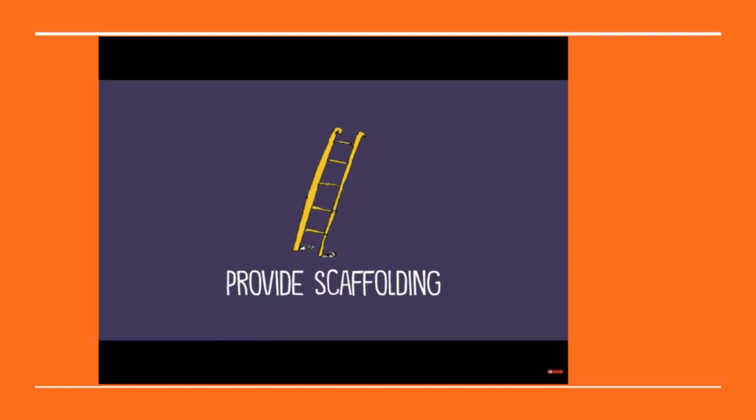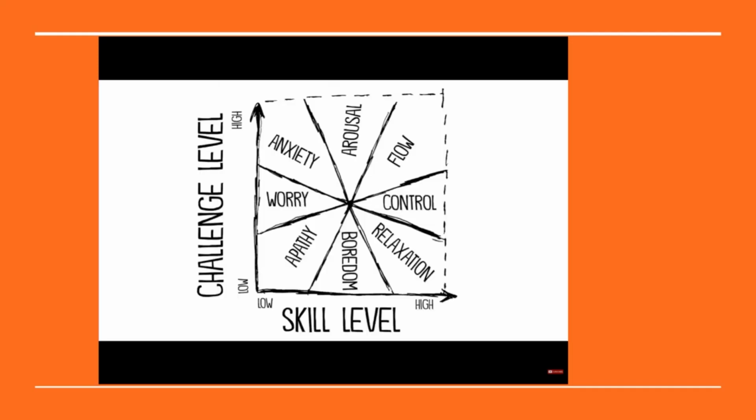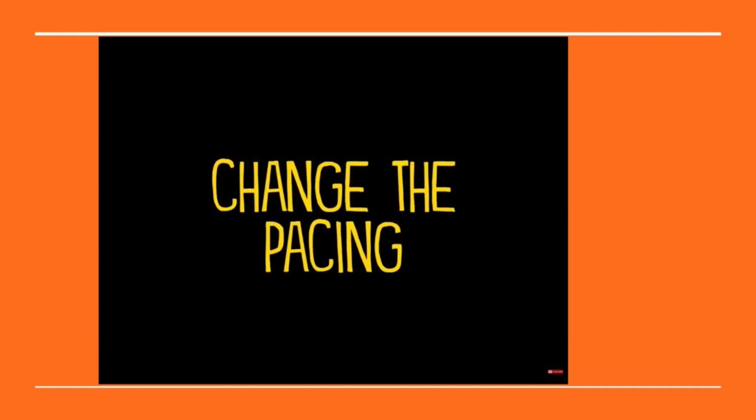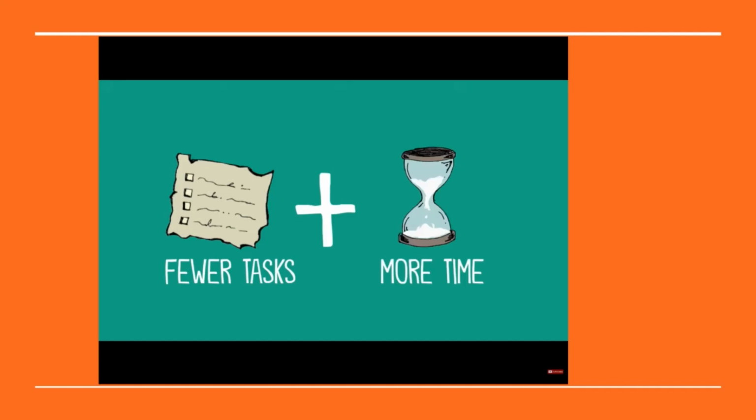Number 3, provide the right scaffolding so that students can match the challenge level to their ability levels, or at least their perceived ability levels. Number 4, minimize distractions so that students can focus on their learning. It helps to change the pacing so that you have fewer tasks and more time to accomplish it.